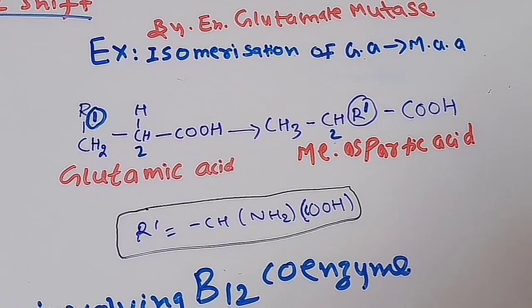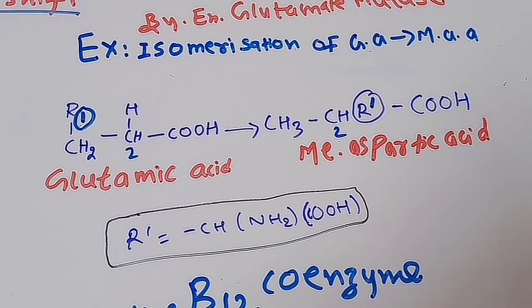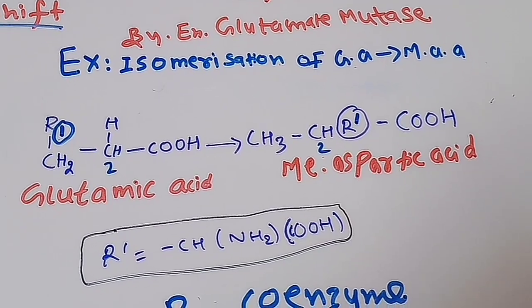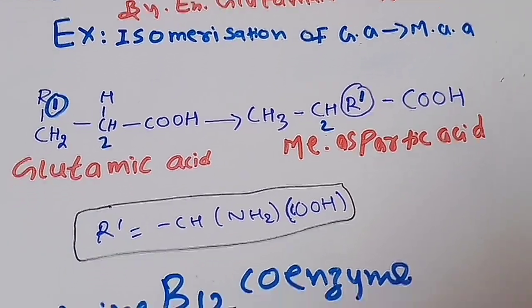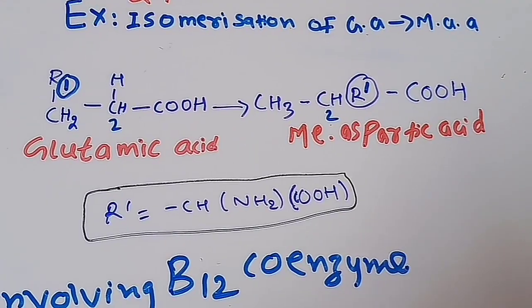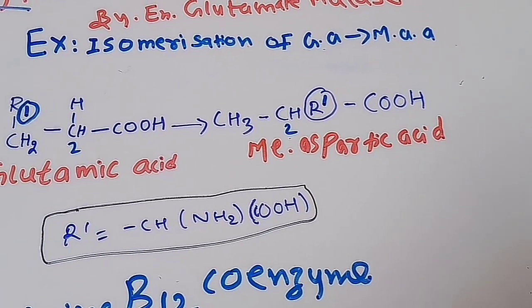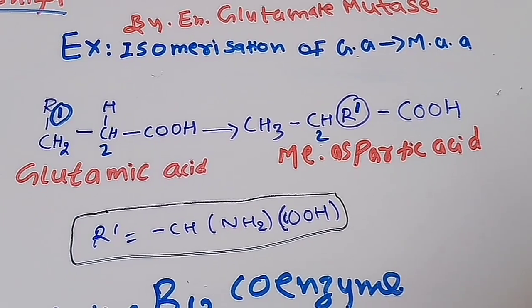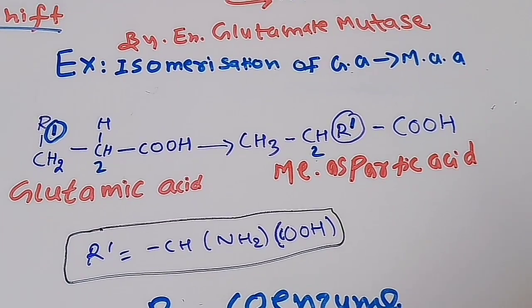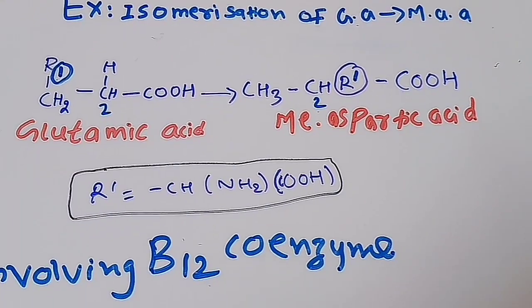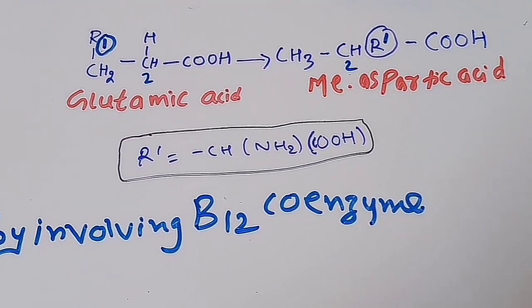So here you can see the R group is present on the first carbon and it is shifted to the second with the help of the enzyme glutamate mutase, and the R group is represented as CH NH2COOH. So this is an example of the isomerization of glutamic acid to methyl aspartic acid with the help of the enzyme glutamate mutase, and here vitamin B12 is acting as a coenzyme.